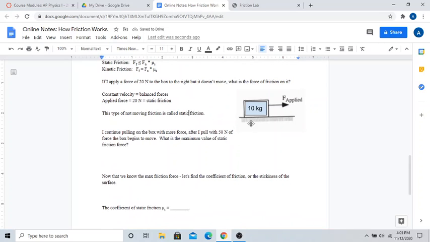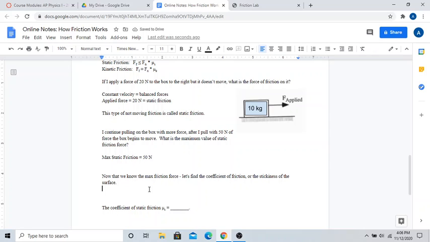Now, I keep pulling because I really want to get this box to start moving, and eventually I pull with 50 newtons of force. Once I pull just a little past 50 newtons, the box begins to move. What's the maximum value of static friction force? Up to 50 newtons, the friction is strong enough to not allow anything to move. But if I go even the tiniest bit above 50 newtons, it allows it to start moving because I've overcome static friction. So the max static friction value, the most it can exert, is equal to 50 newtons.